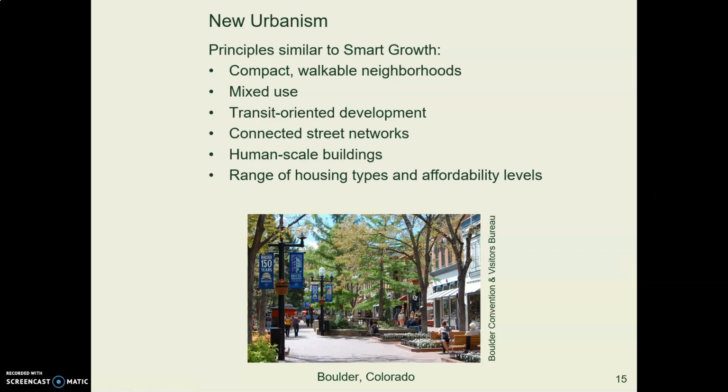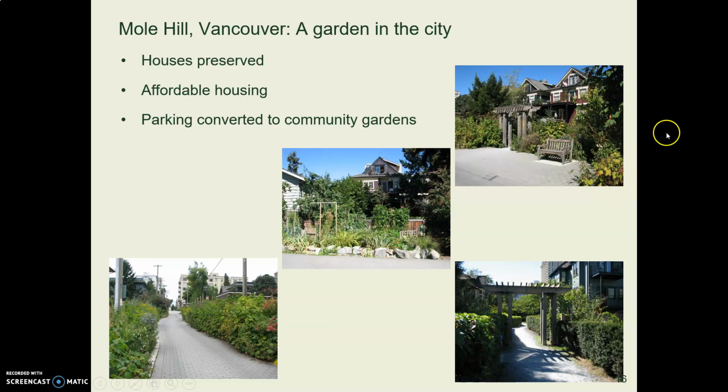Another approach to urban planning that's similar to smart growth is new urbanism, and it's promoted by architects and planners in an organization called the Congress for the New Urbanism, but it has basically the same ideas: compact, mixed use, walkable, transit-oriented, human scale. We have talked before in an earlier lecture about Mole Hill, this neighborhood in Vancouver. I just bring it up again as an example of another way to approach affordable, walkable housing with community spaces.